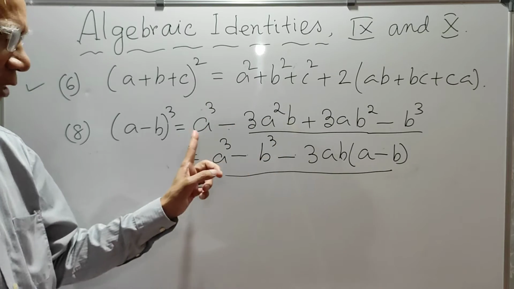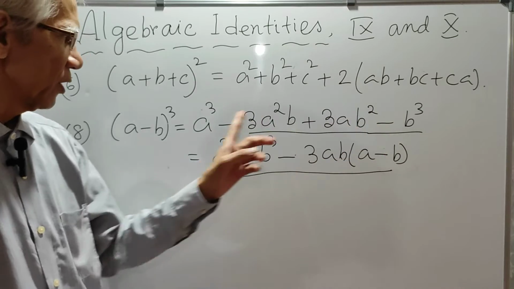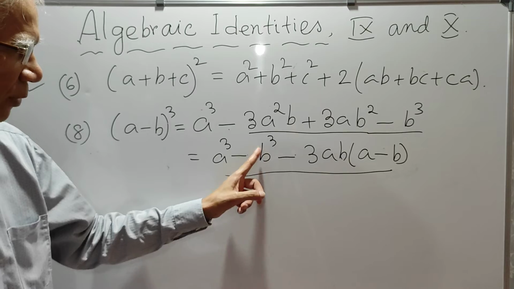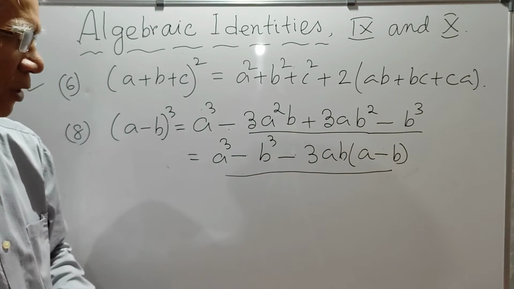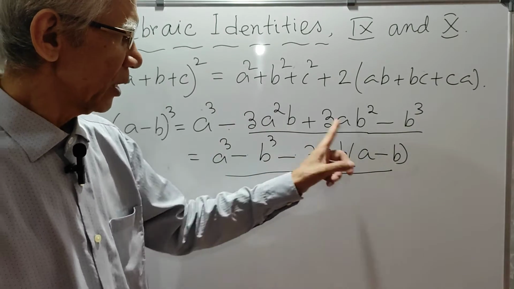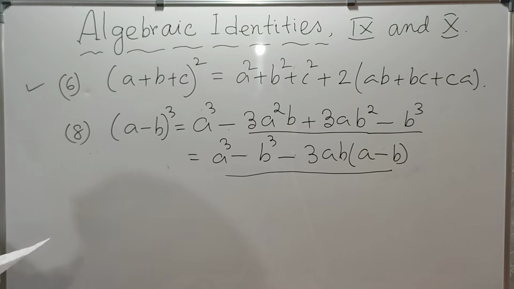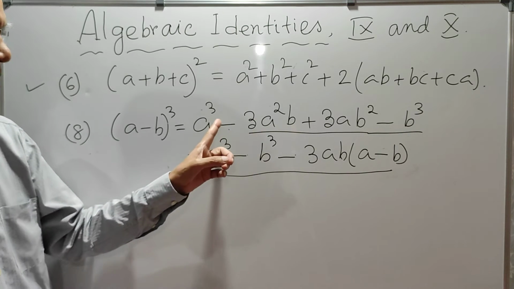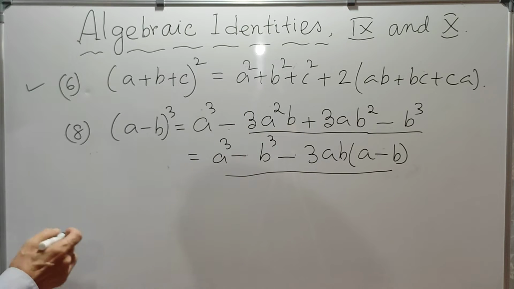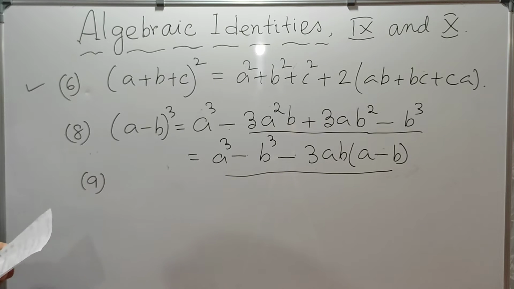So alternately plus minus, plus minus. All right. These terms remain same as in case of (a+b)^3. Now a^3 - b^3. From these two we take minus 3ab common. Then (a-b) within bracket. Okay. So this is the 8th identity, (a-b)^3, which has these two forms. So try to remember both the forms. All right. Now we go to the 9th identity.